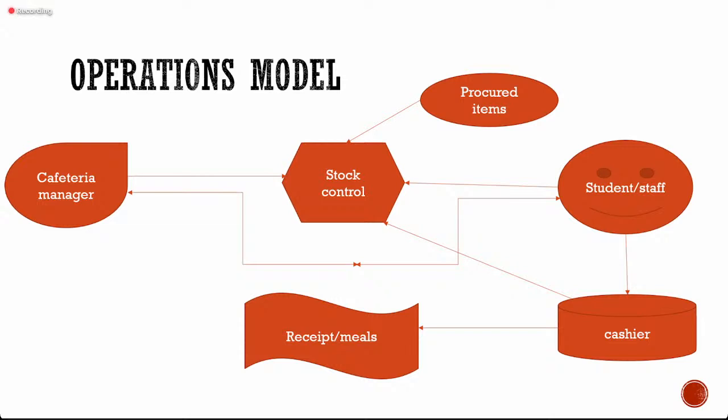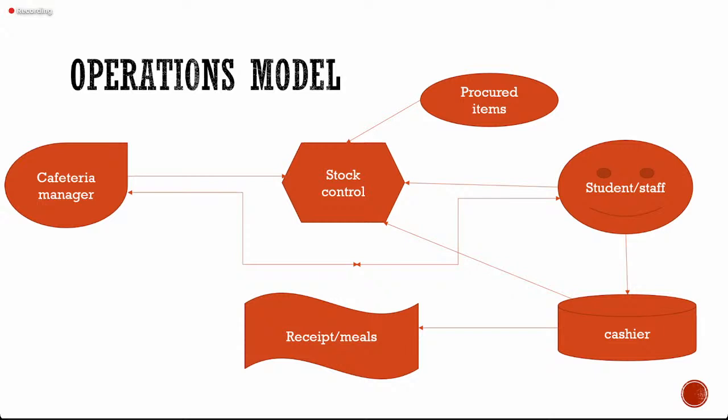Checked out receipts of that data will go to the stock control, because the stock control is monitoring the entire system. The cafeteria manager will communicate to the students and staff application the uploads, which students and staff will be able to see. Then the cashier is the bridge between the meals and the receipts for the students. So basically, this is it. That is what I was explaining. The cafeteria manager will do that.